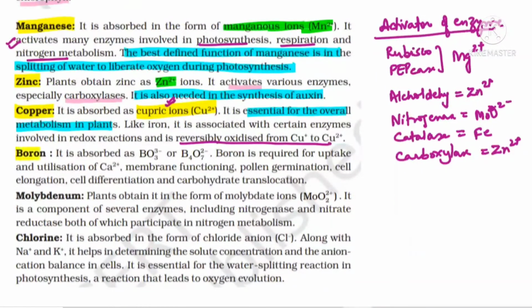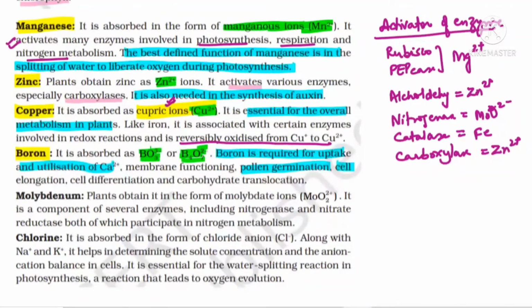So next mineral ion is boron. Boron is absorbed in the form of BO3 3-, or B4O7 2-. So I think you are able to understand how to learn it, okay? Now boron is required for what? It is required for the uptake and use of calcium. It is required for pollen germination, very important.